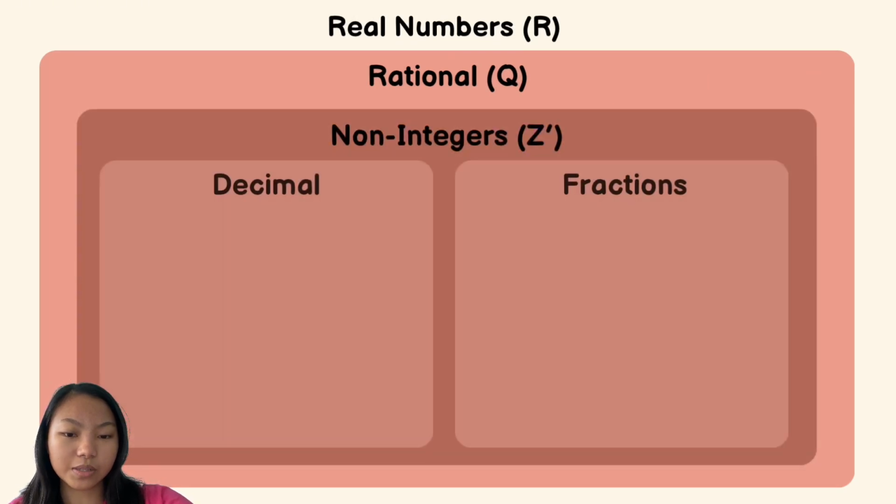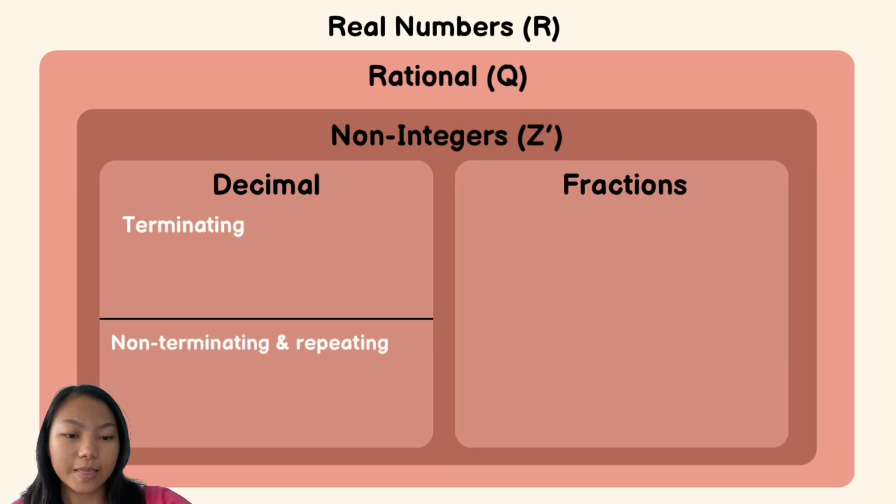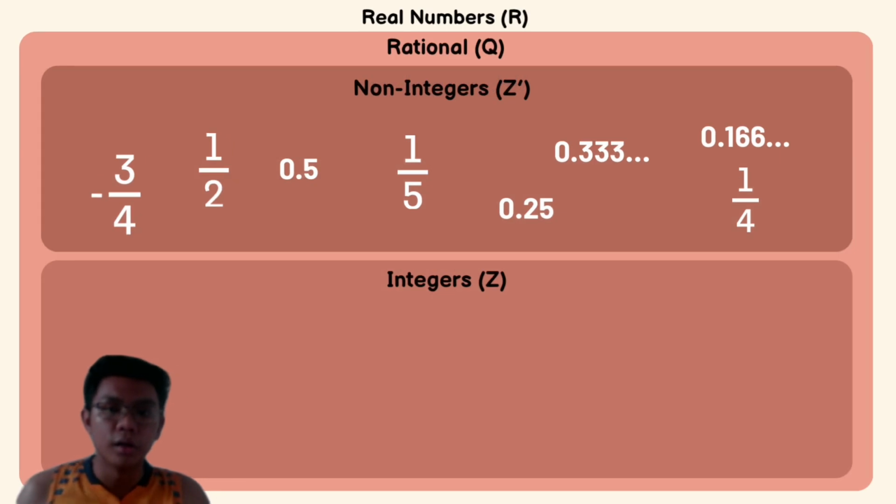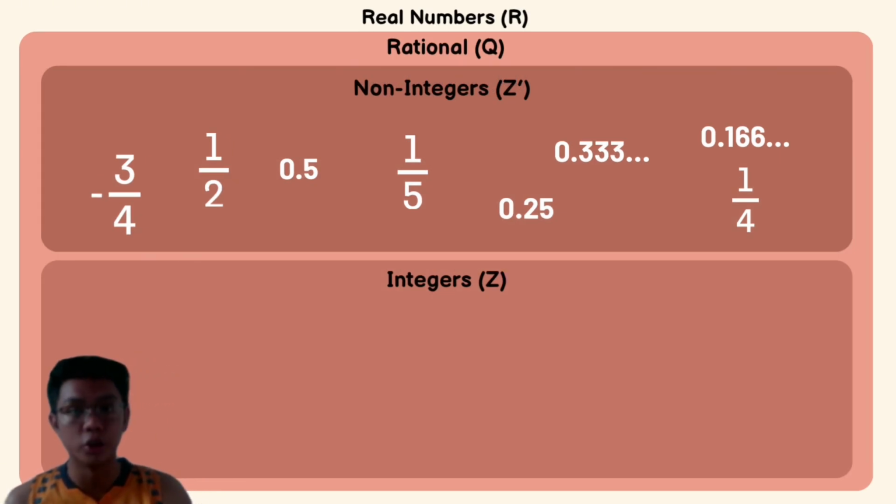Non-integers are those numbers expressed in decimals or in fractions. A non-integer can be expressed in decimal form, which can be terminating, like 0.5 and 0.25. It can also be expressed in non-terminating but repeating decimals, such as 0.333 and 0.166. Non-integers can also be expressed in fractional form, such as 1/3 and 1/8. Another subset of rational numbers are integers, which consist of positive integers and negative integers.